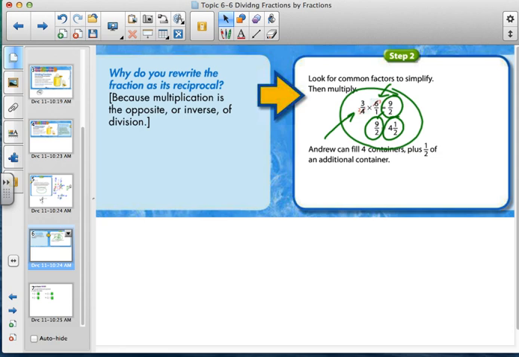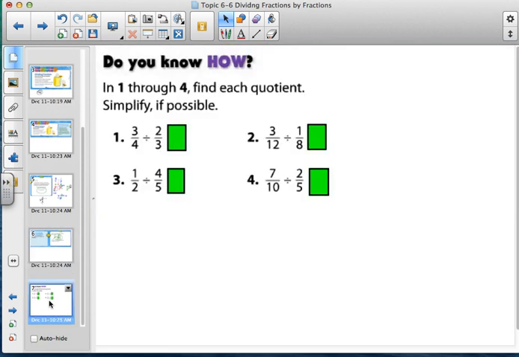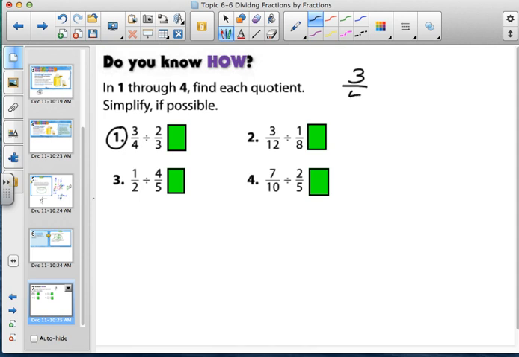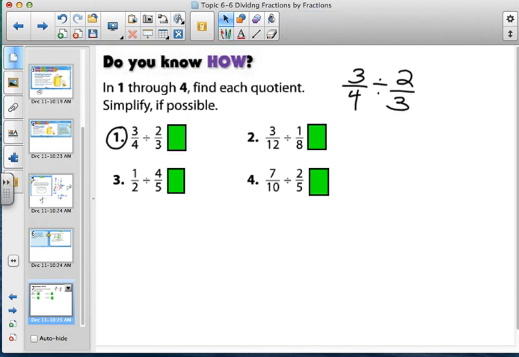Okay, so here's what I'd like you to do. Erase your boards. And we're going to take a look at a couple of them. Let's have you do number 1. 3/4 divided by 2/3. And if you have any questions, raise your hand. You can even talk to the person beside you.